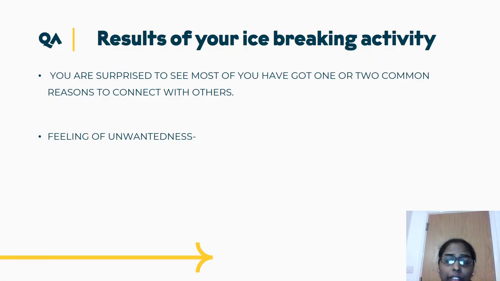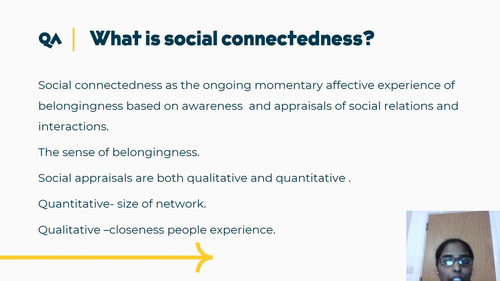As Mother Teresa rightly pointed out, the biggest disease today is not HIV, AIDS, cancer, or tuberculosis, but the feeling of being unwanted. Yes, the feeling of being unwanted will kill any person inside, that means mentally rather than physically. So it will also affect their physical health later on. And this is why we should know what is social connectedness.